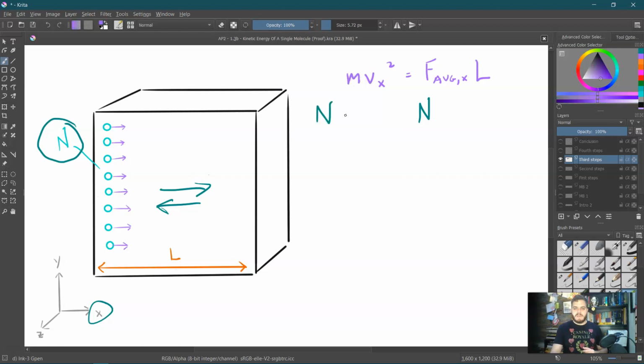So now I'm going to have nm vx squared is equal to n times f average in the x times L. But additionally, we want to make something real clear here: originally this was the velocity of a single particle, but now that we have all these different particles, they're not all going to be moving at the same velocity. So instead, I'm going to say this is the RMS velocity squared. Remember, this is really the same thing as the average, just a different way of finding an average. So the RMS velocity squared, that's correct.